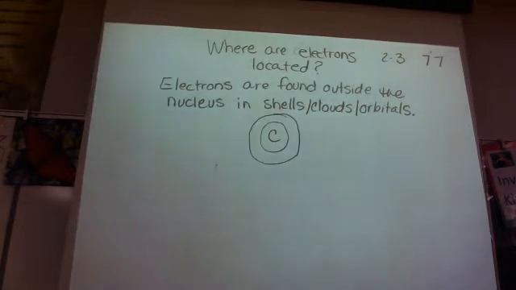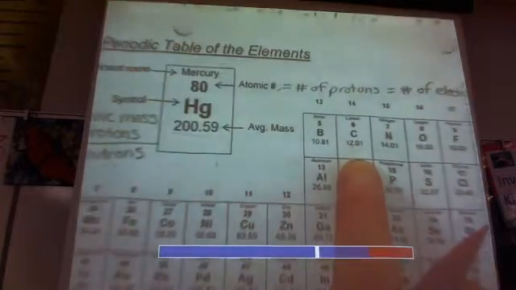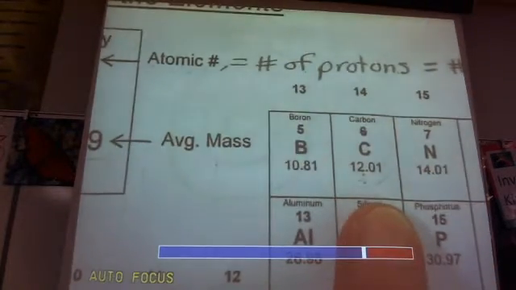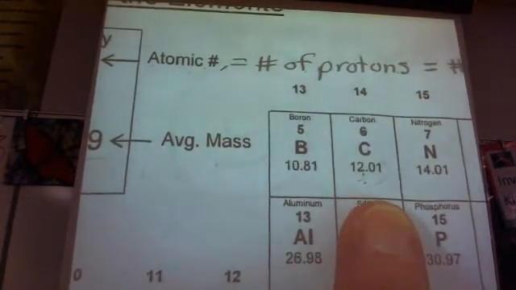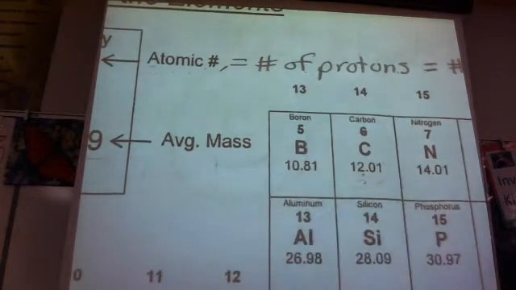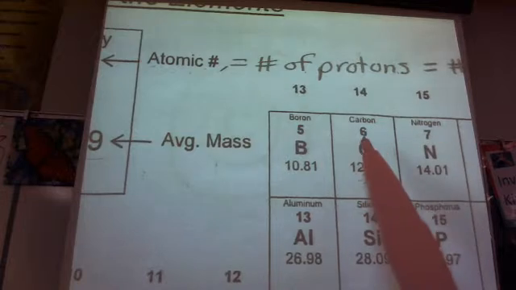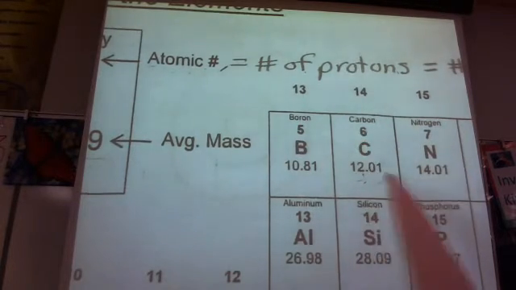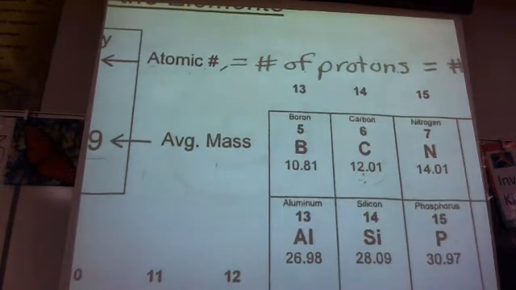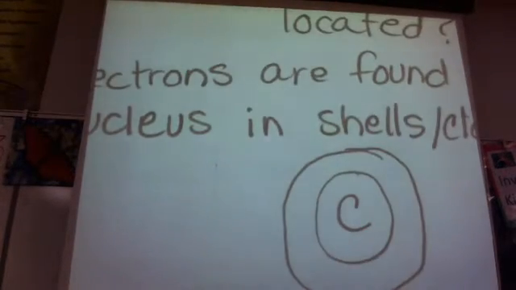So what we want to do is look at carbon on the periodic table. How many electrons are in carbon? 6. Okay. So on the periodic table, the atomic number is the same as the number of protons, is the same as the number of electrons. So we know that in the stable form, carbon has 6 electrons. So we're going to put those in this shell.